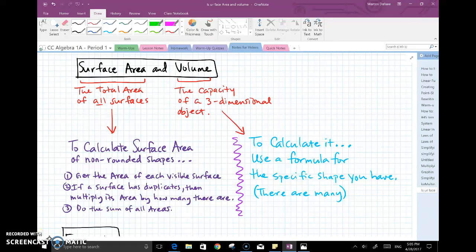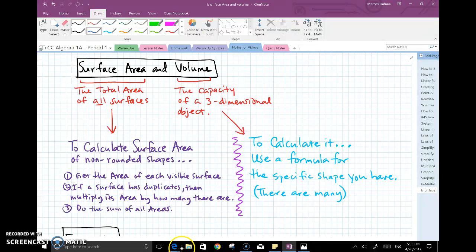Hi everybody, this video is about getting the surface area and volume of three-dimensional objects. Before we get into an example, quick definitions. Surface area is the total area of all surfaces, whereas volume is the capacity of a three-dimensional object to hold something, like liquids, gases, or etc.